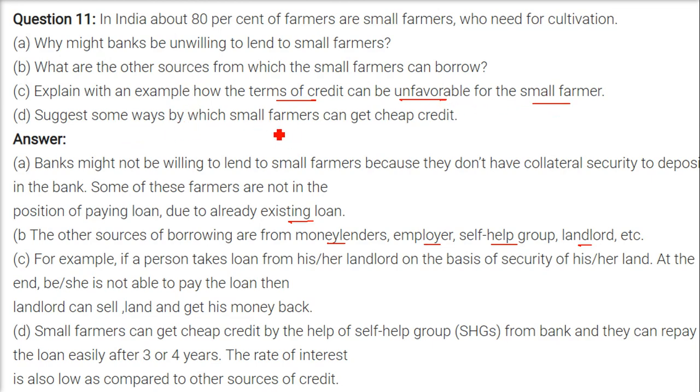Suggest some ways by which small farmers can get cheap credit. So small farmers, or the poor farmers, those who do not have enough money, can get cheap credit through SHGs or self-help groups from a bank, and they can repay the loan easily after 3 to 4 years. The rate of interest is also low compared to other sources of credit. So self-help group is the answer. You can give the answer like this.